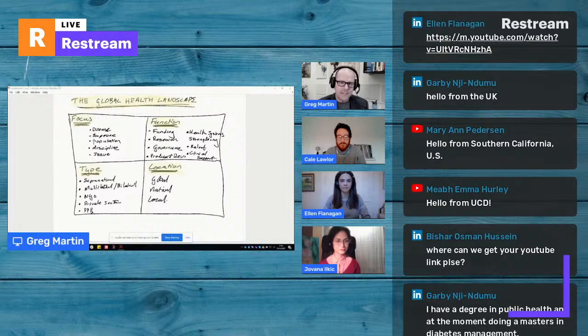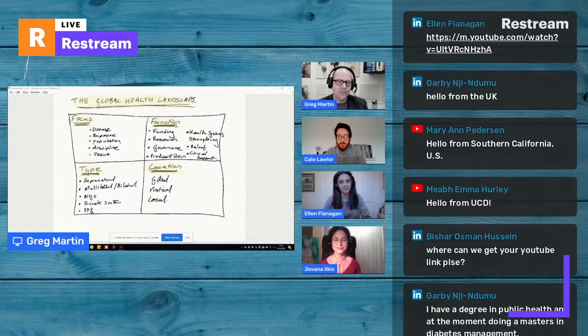You might want to work in a particular disease area. You might know a lot about HIV or TB and you want to get into that. Or you might have a skill set that's really kind of about a discipline. You might be a really strong health economist, for example, and you want to work in an organization whose focus is health economics, for example. Okay, so you think about the organizational focus.